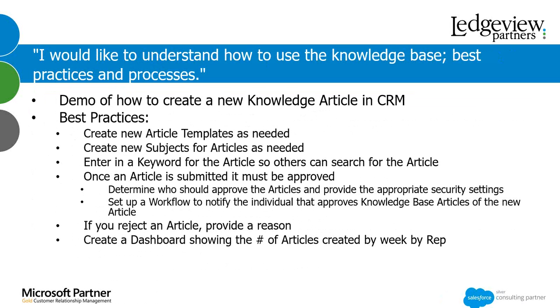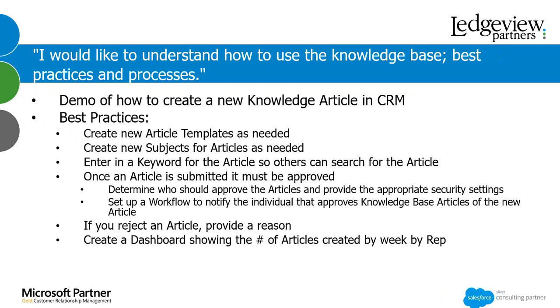The keywords section is not a required field in the article entity, but I highly recommend entering it. That way users can search for that keyword and find articles. So once it's grown and you have hundreds or thousands of knowledge articles, it makes it easier, you can search for them. And then once an article is submitted, it must be approved. Highly recommend determining someone in your organization who should approve articles. And this is done through the appropriate security settings in the service section. Set up a workflow to notify the individuals that approve knowledge-based articles of the new article.